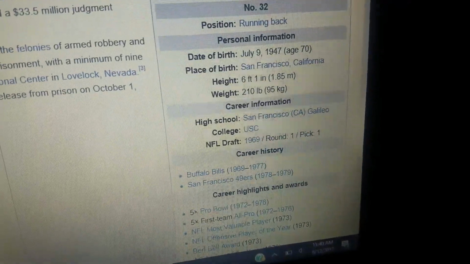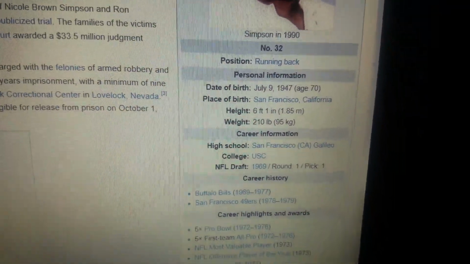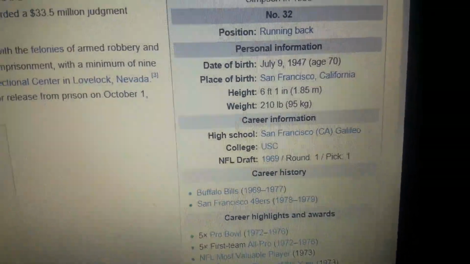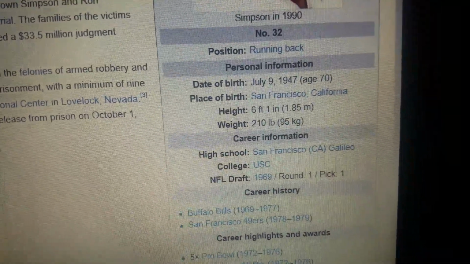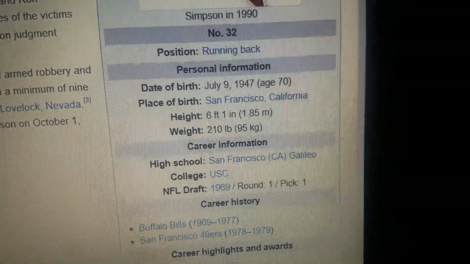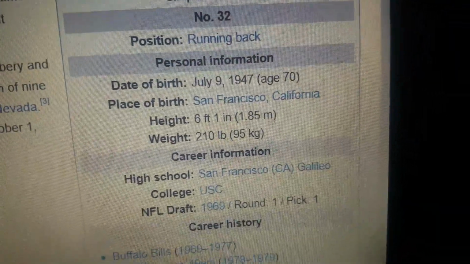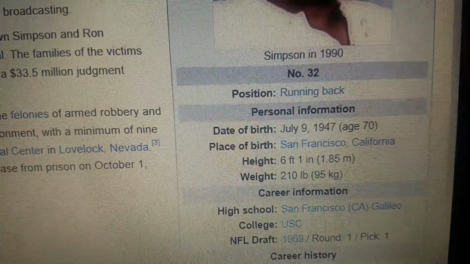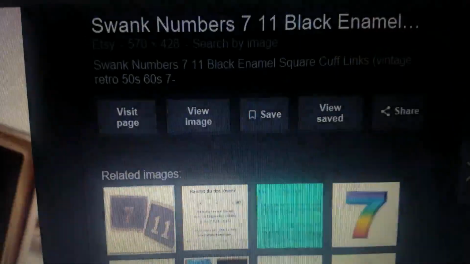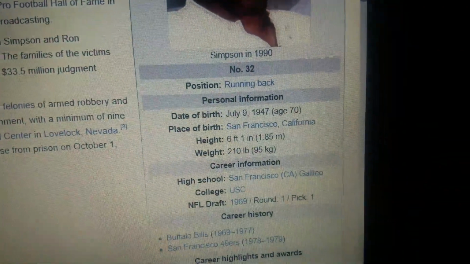O.J. Simpson was born on July 9th. July 9th is 7-9, and when you add 7 and 9 you get 16. Add the 1 and the 6 and you get 7 again, so 7-9 goes back to the number 7. He was born in 1947. 47 is 11. So we have 7-9, which goes back to 7, and 47, which is 11. He was born on a date that ties back to this 7-11 connection, born July 9th, 1947.